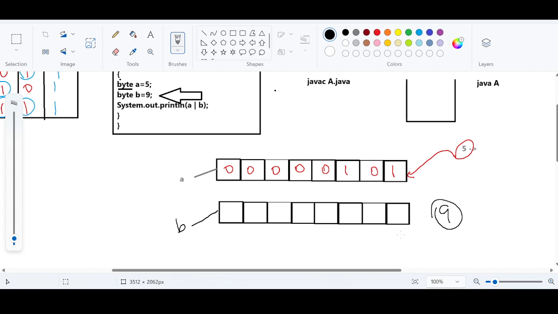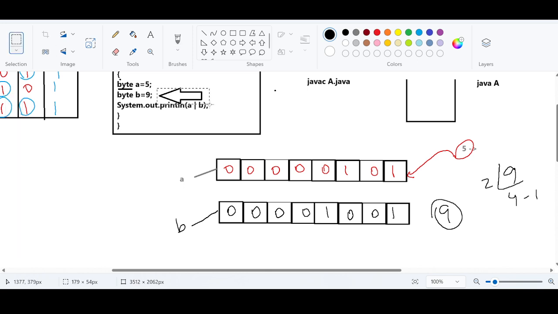And what is the binary number for the decimal number 9? Any idea? 1001. So the remaining spaces will be 0. Very simple.